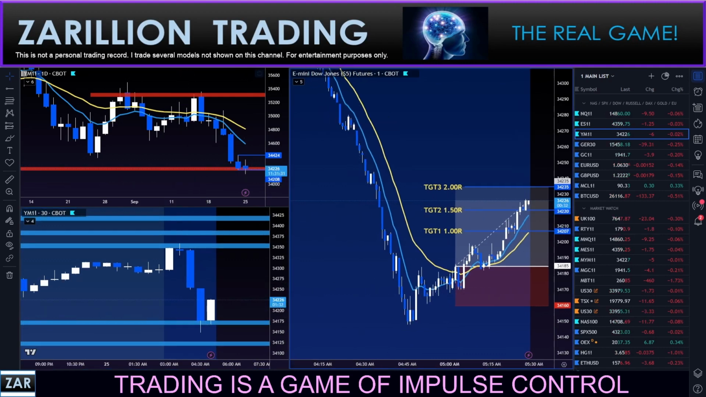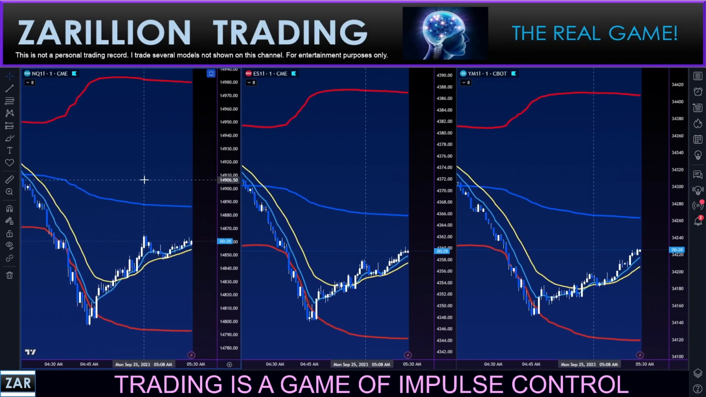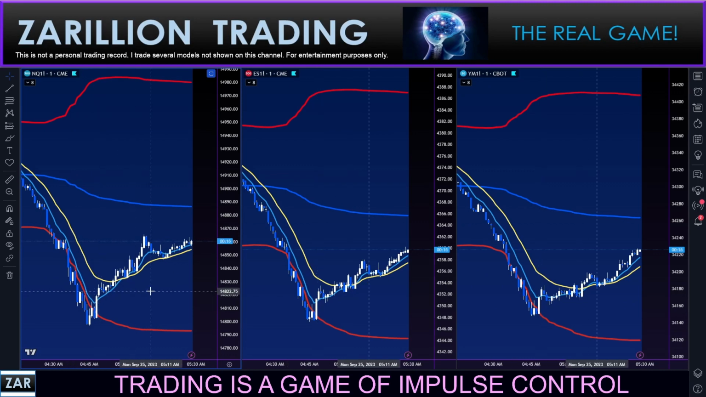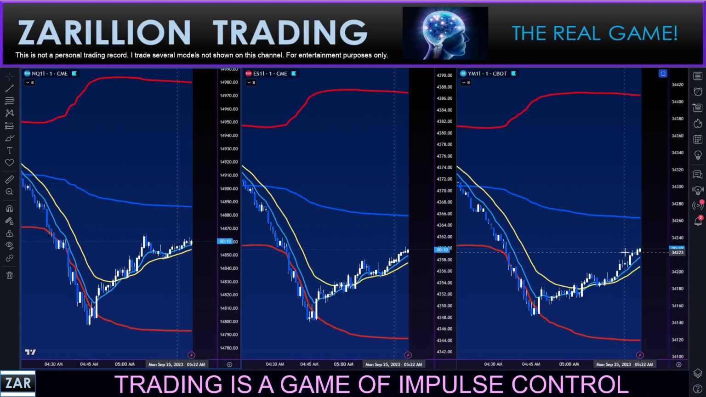But the telltale signal was of course on the Three Sisters, seeing the break of structure after hitting 2.5 standard deviations on all three. So an extended move. It doesn't mean overextended necessarily. It turned out to be that it potentially was. But then making this VWAP reversion move on the NASDAQ, on the S&P, and of course the Dow, the one that I am long.